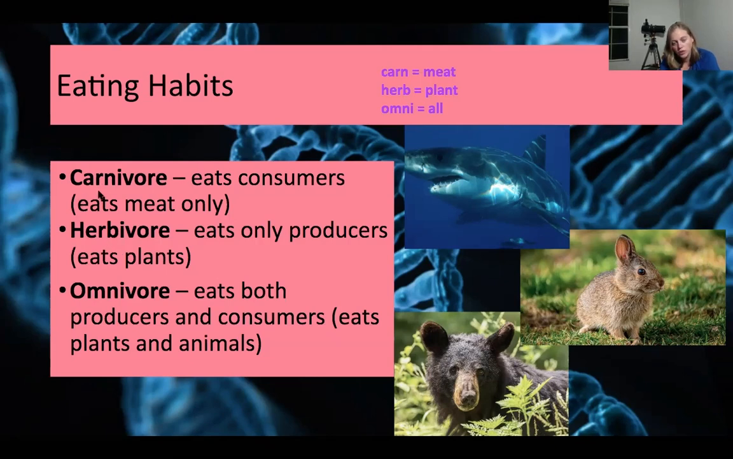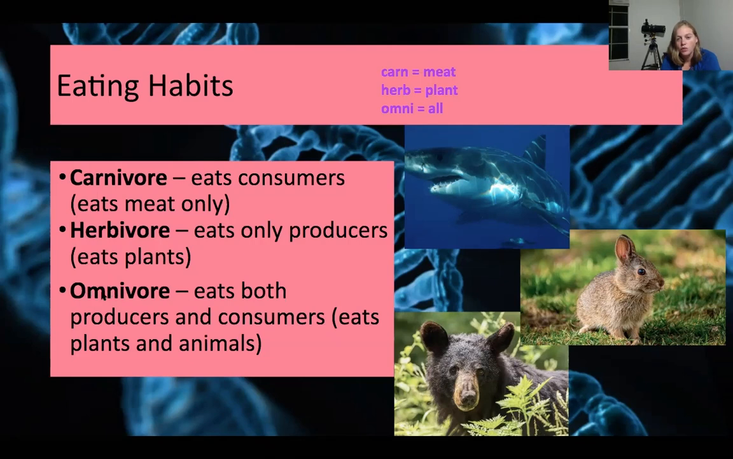We have carnivores. Carn means meat, and so carnivores are meat eaters. So which trophic levels would a carnivore belong to? Hopefully you're thinking secondary consumers and above. Could be any of those, but it would not be a primary consumer or a producer.